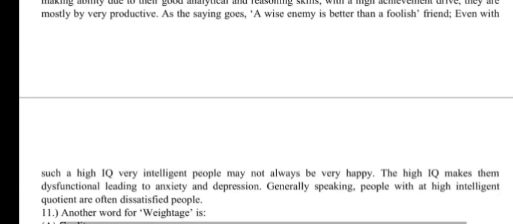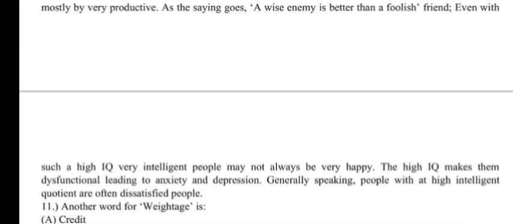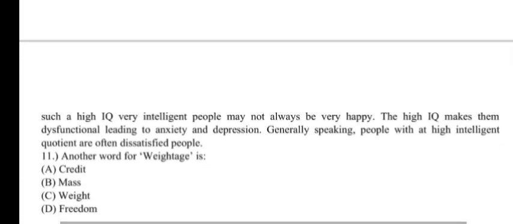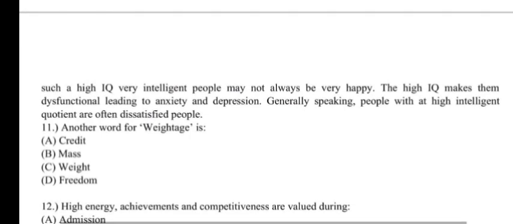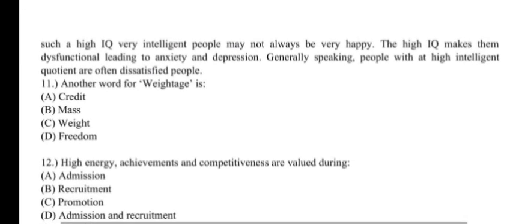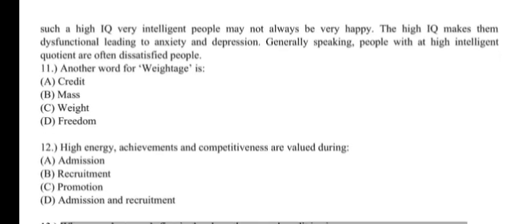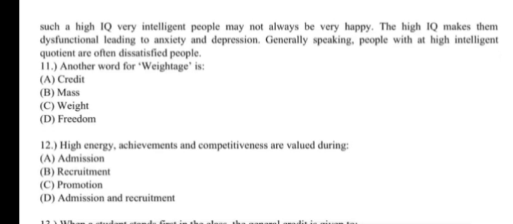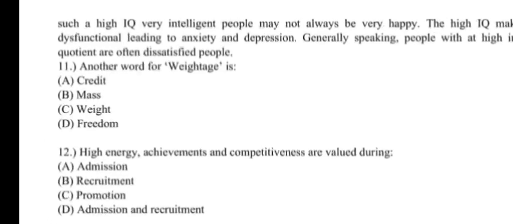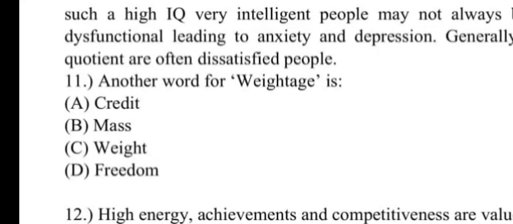As the saying goes, a wise enemy is better than a foolish friend. Even with such high IQ, very intelligent people may not always be very happy. The high IQ makes them dysfunctional, leading to anxiety and depression. Generally speaking, people with a high intelligence quotient, or how to pronounce it, I don't know, sorry for it, are often dissatisfied people. So number 11 says, so after reading it, we have to now answer it.